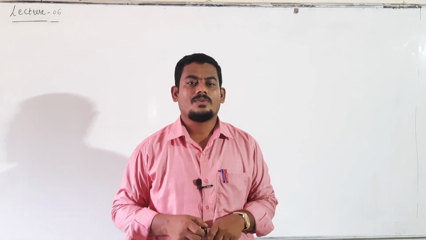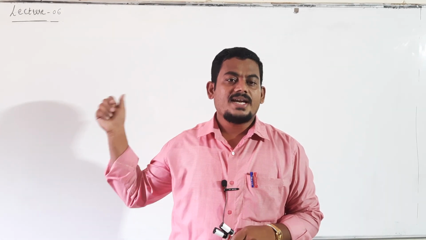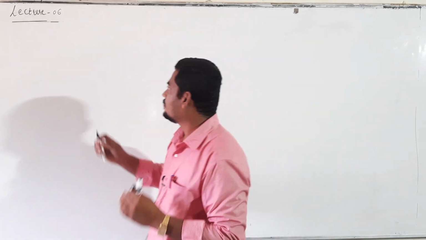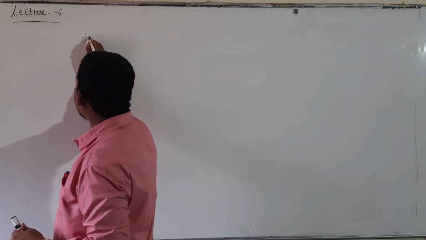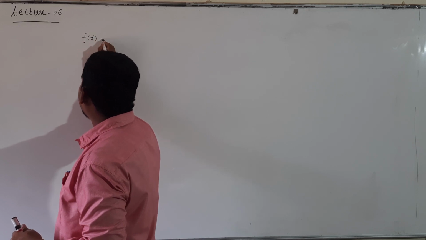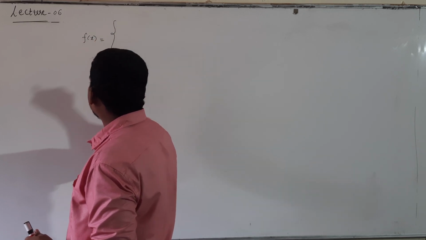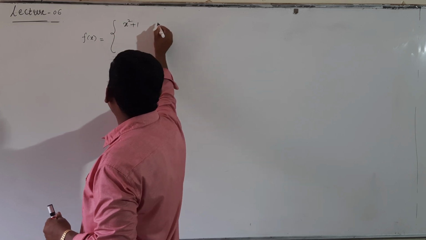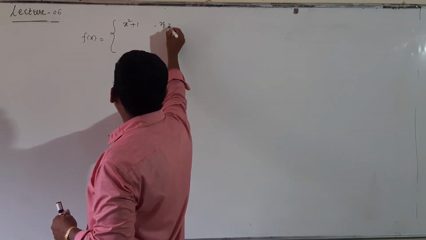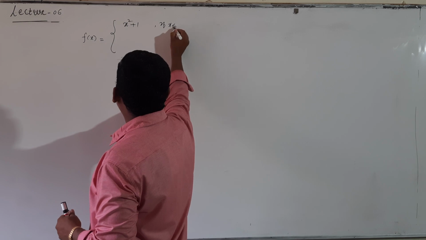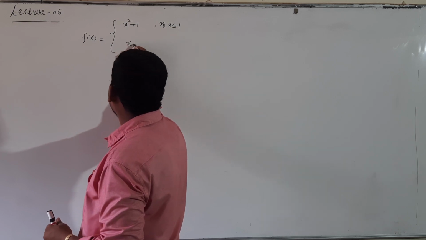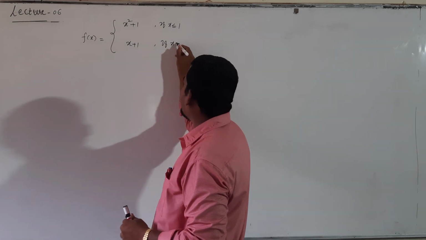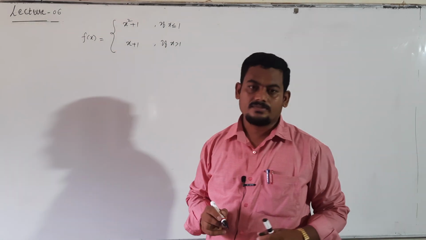Let's have next problem. Find all the points of discontinuity of the function f of x equal to x square plus 1 if x value less than or equal to 1, x plus 1 if x value greater than 1.